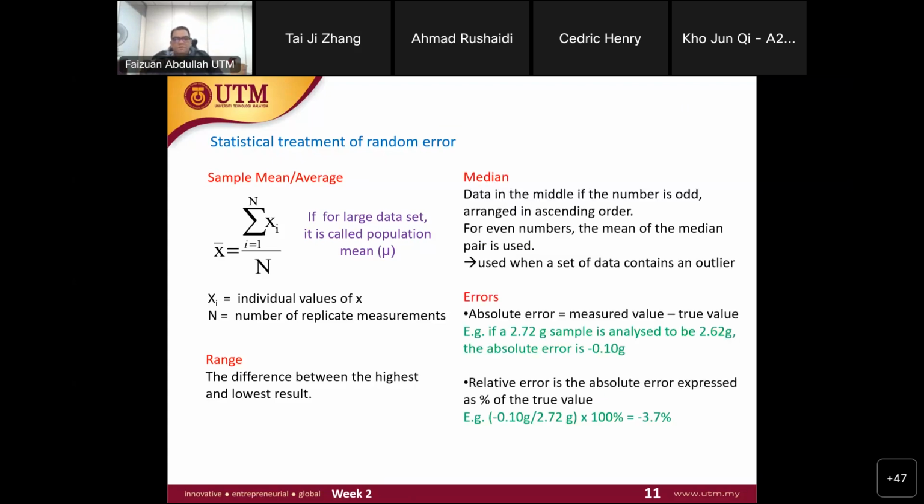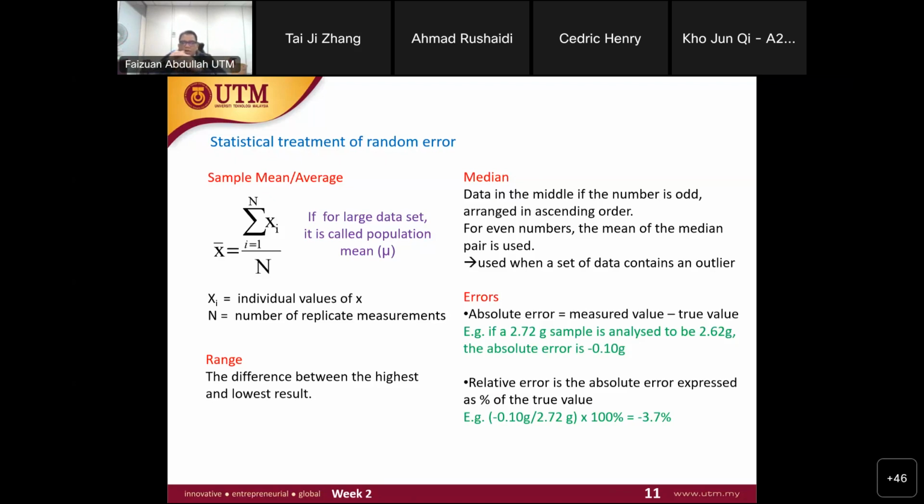What about the median? If the number of data is odd, arranged in ascending order, increasing, then the median is the middle one. For even numbers, the mean of the middle pair is used. If you have an even number of replicates, then we take the mean of the two middle replicates. If the series of replicates is an odd number, we just take the middle one. Used when a set of data contains an outlier.